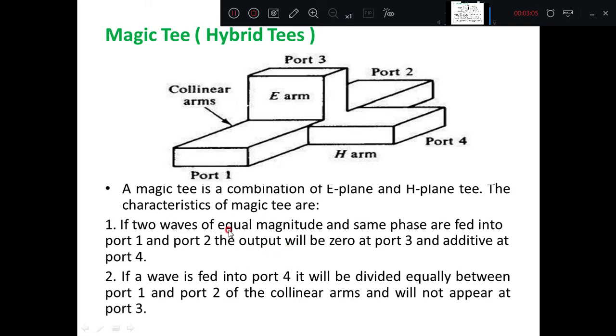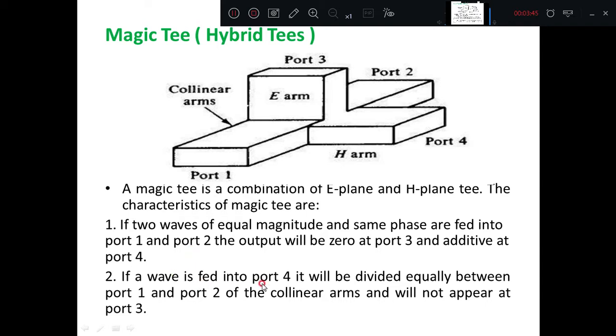If two waves of equal magnitude and same phase are fed into port 1 and port 2, the output will be 0 at port 3, and it is additive at port 4. So if the two waves are P1 and P2, at port 3 you will get 0, and at port 4 you will get P1 plus P2.